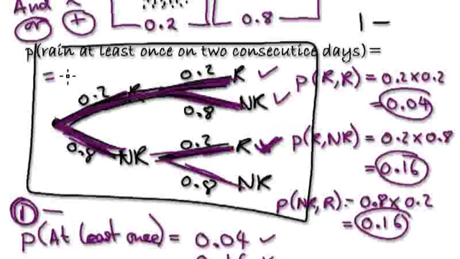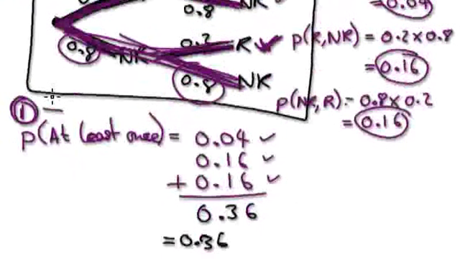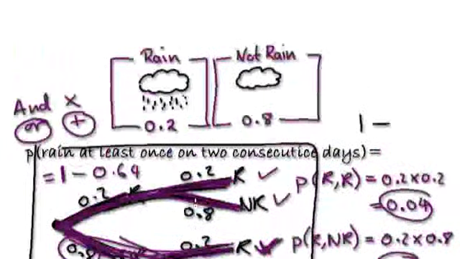So to answer this question, you could just do 1 take away 0.8 times 0.8, so 0.64. All you have to do is get 1, because you know that if you add up all the branches together, it must add up to 1. Just work out this branch here, and then get 1 take away this branch. That should give you the same answer as this.